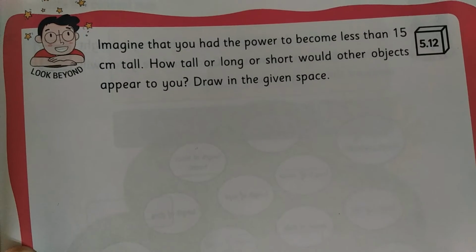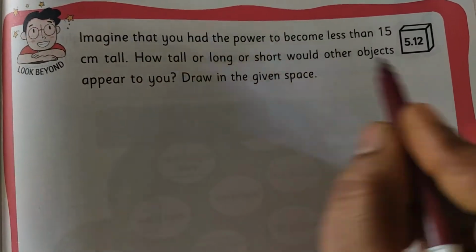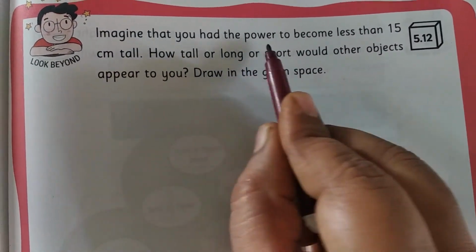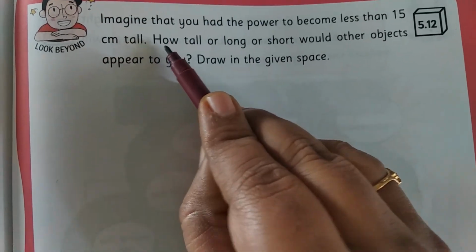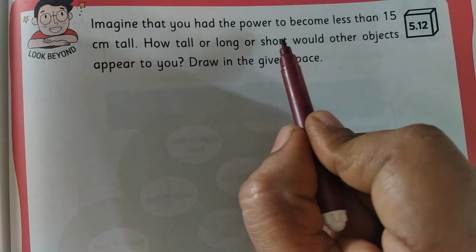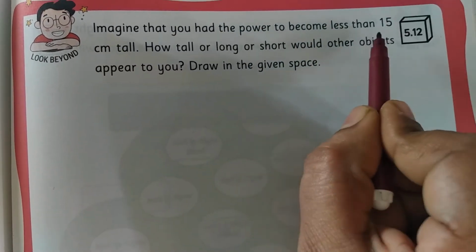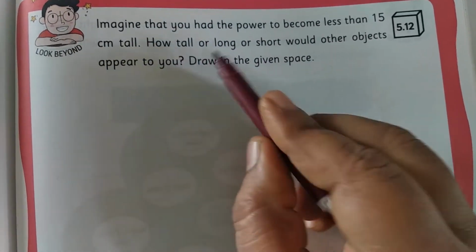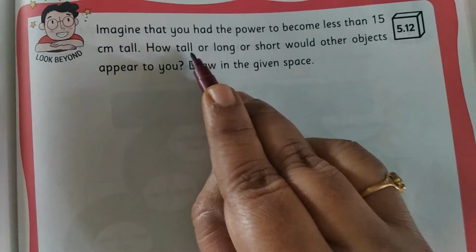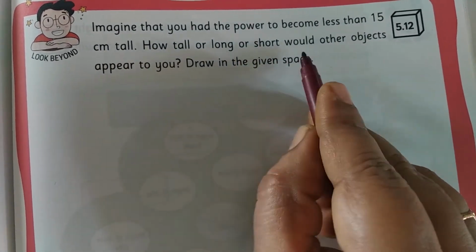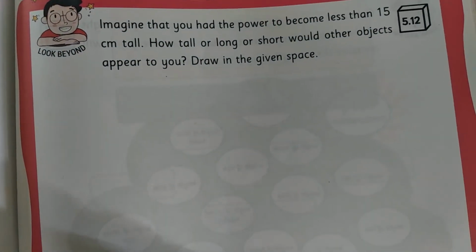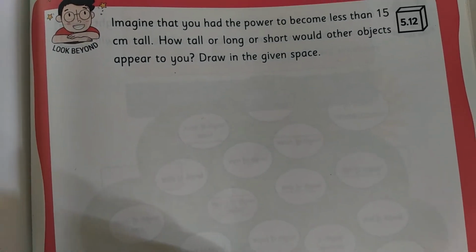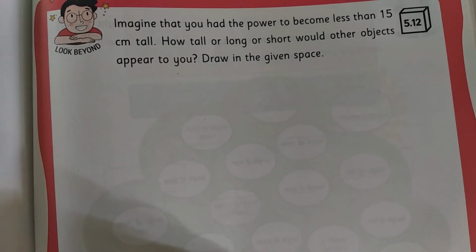Next we are going to see the look beyond activity 5.12. Imagine that you had the power to become less than 15 centimeter tall. So small. Okay, so how tall or long or short would other objects appear to you? If you become very small, how will the other objects appear to you? That you want to draw in this space.